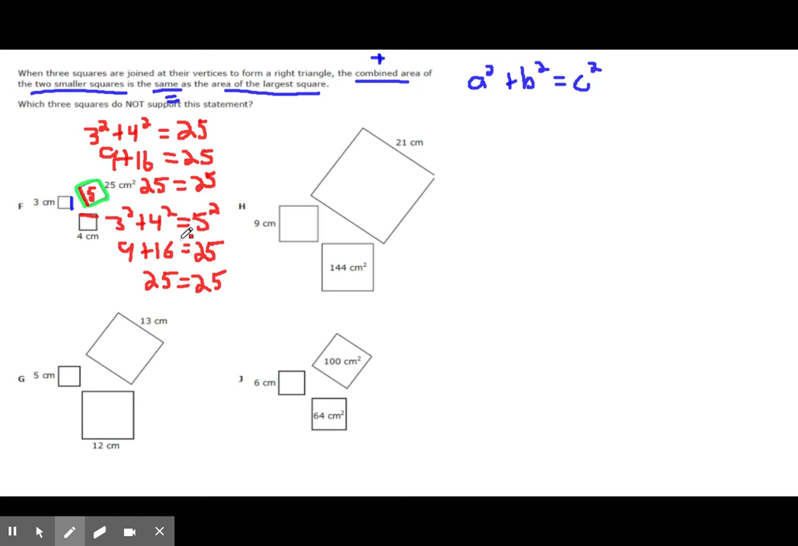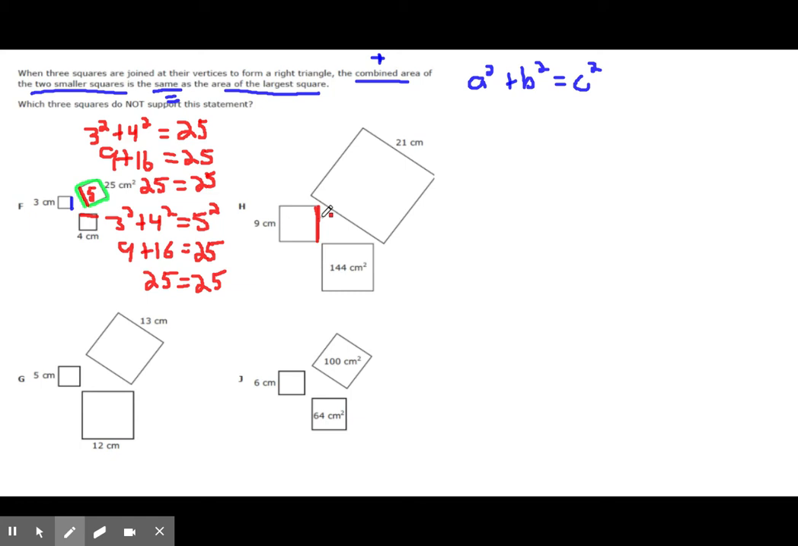So let's go and double check and make sure all the other ones are wrong. So if I'm looking at this one here, this is answer choice H. So I'm looking at answer choice H. Here are my 3 squares. Again, I'm going to start with my smaller square. It's saying 9 centimeters. So it's giving me the side length, right? Because it's not squared units.